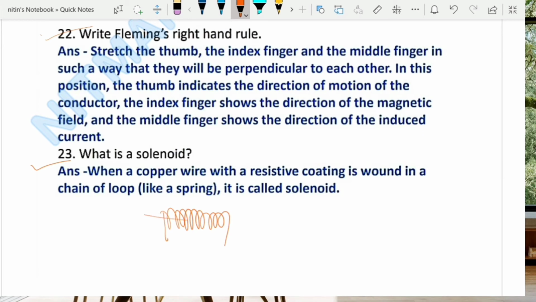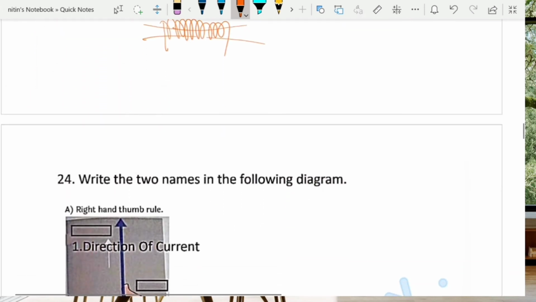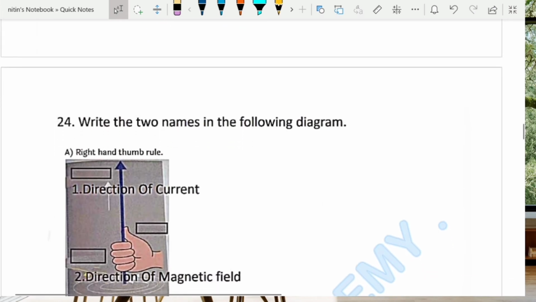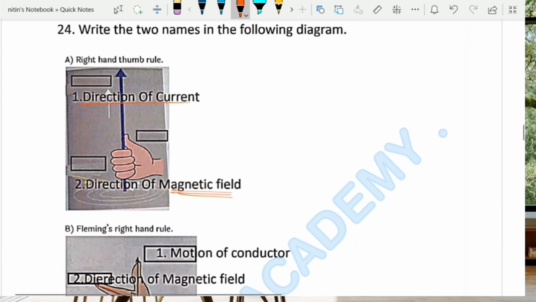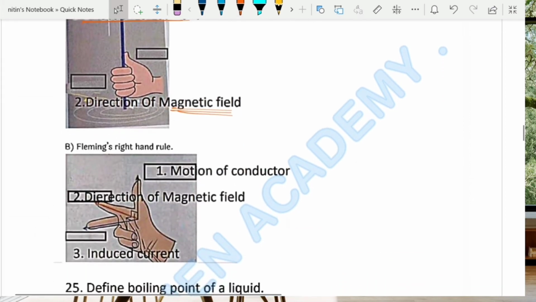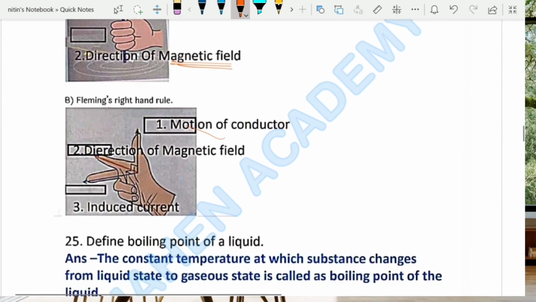Okay. Next, write the name in the following diagram. It is a direction of the current and it is a magnetic field. Okay, the direction of the current is indicated by your thumb and the rounding figure is the magnetic field that is created. Fleming left hand rule, right hand rule is there. Your thumb is the motion of the conductor. Next, direction of the magnetic field and lastly the induced current.